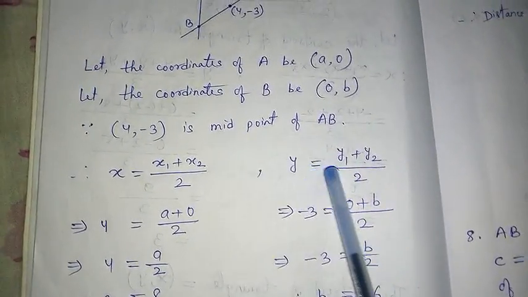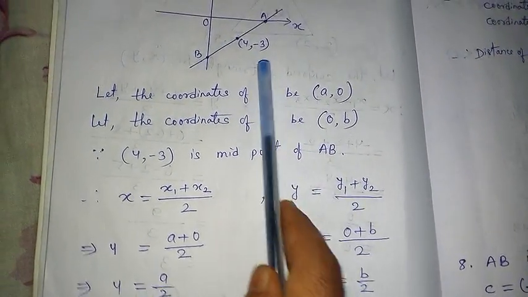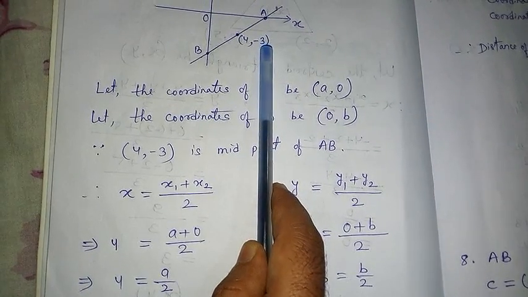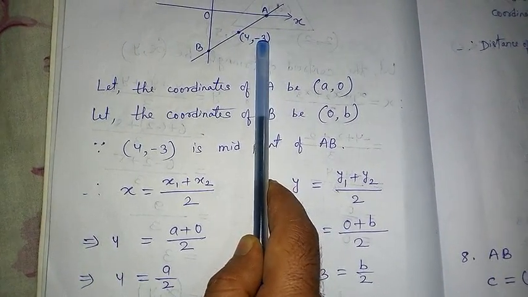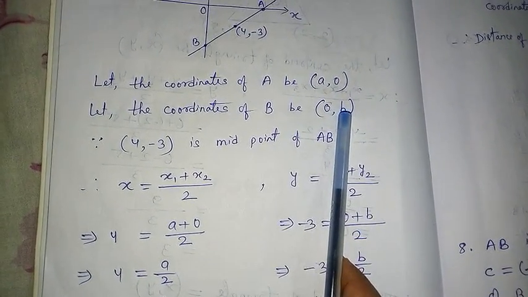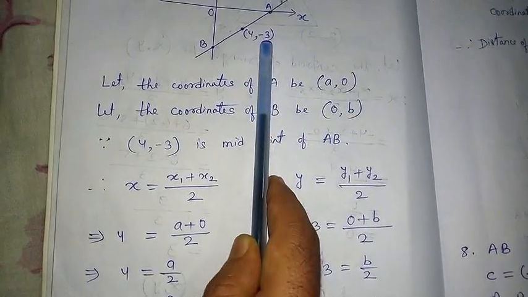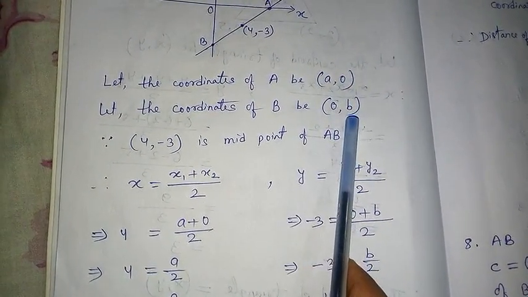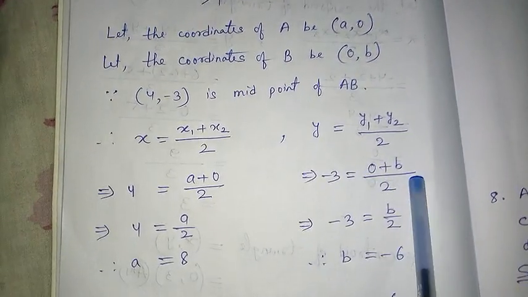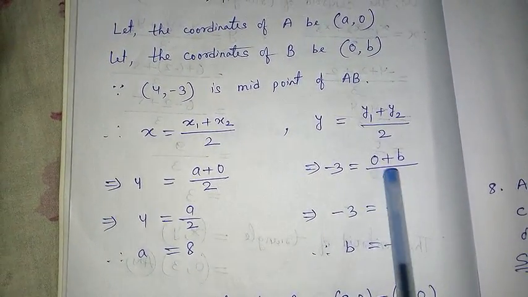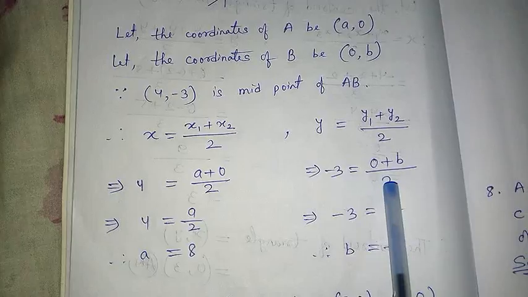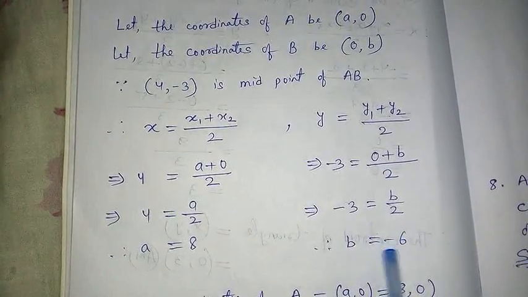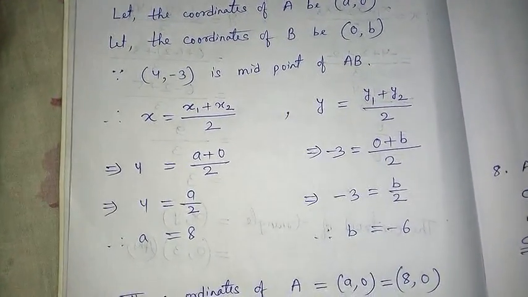And second formula, y equal to y1 plus y2 by 2. Here y means this one, and y1 means this one, y2 means this one. So here y is minus 3. Minus 3 equal to y1, you can see here is 0, and y2 is b. So 0 plus b by 2, and I can say 0 plus b is b, and 2 times 3, we can write minus 6. b equal to minus 6.